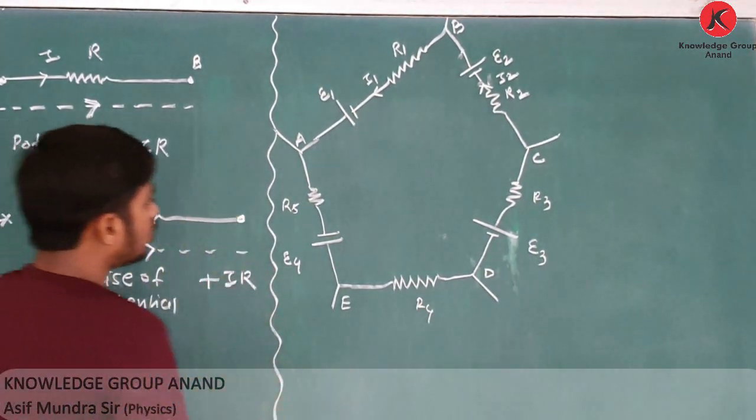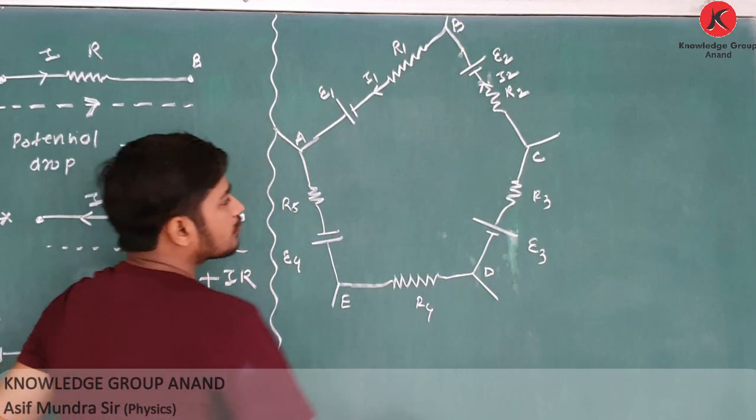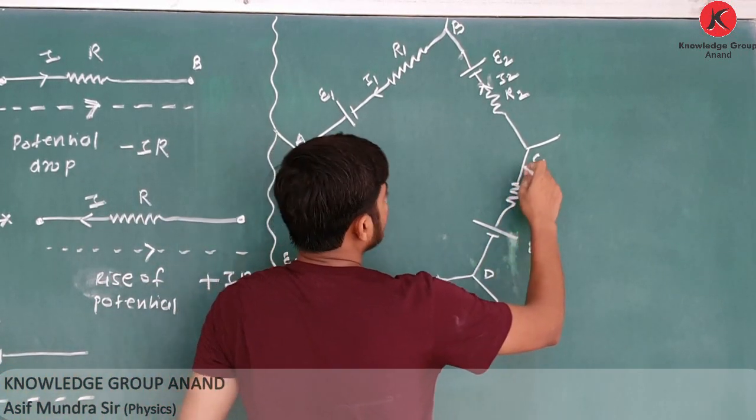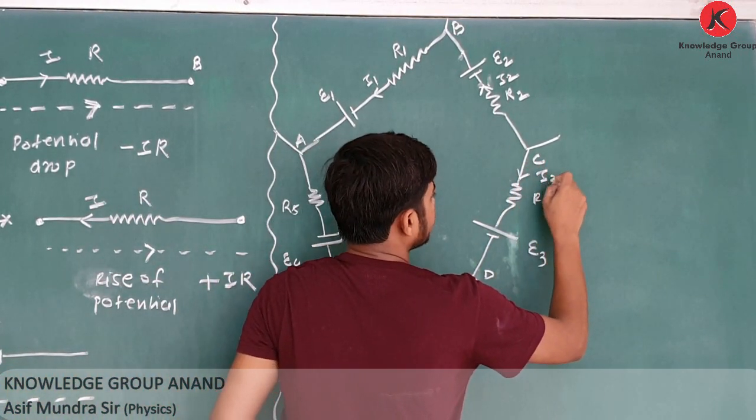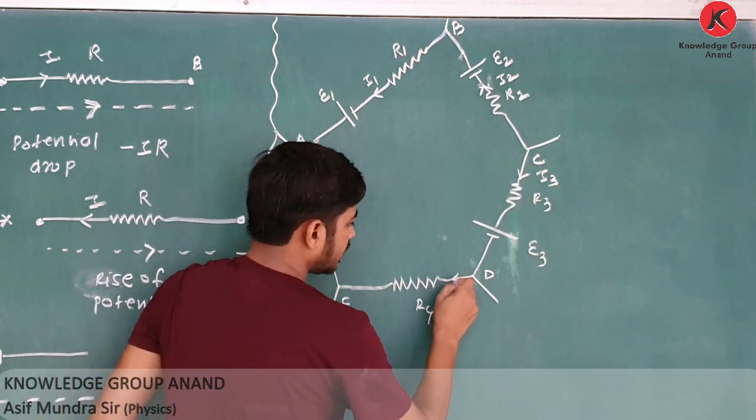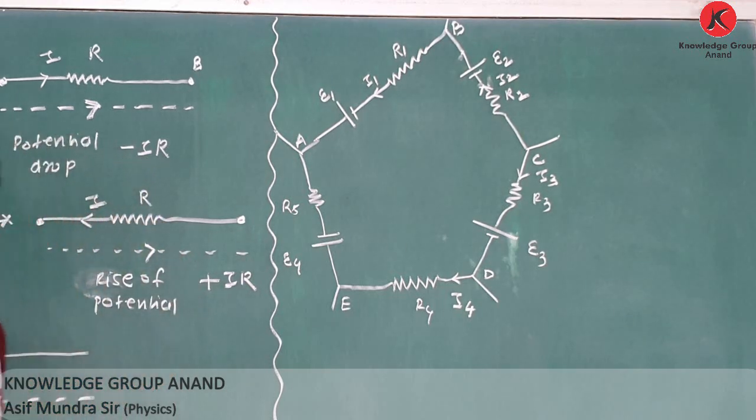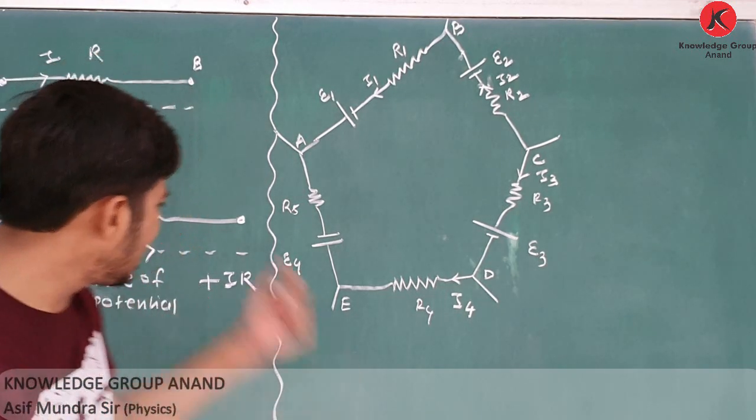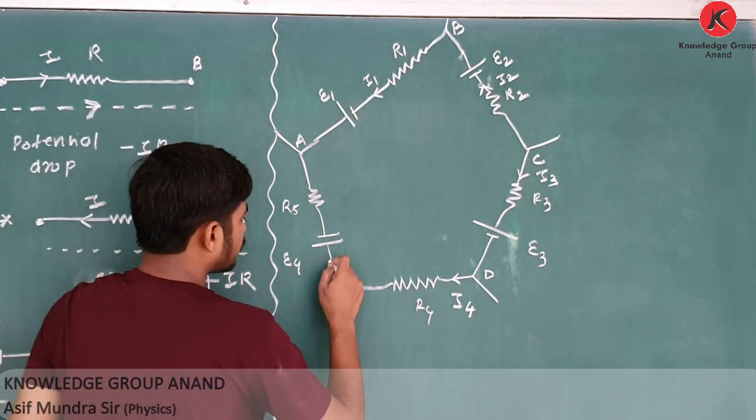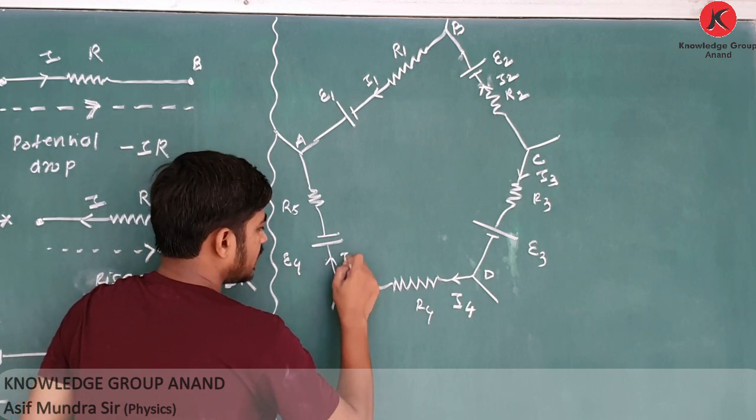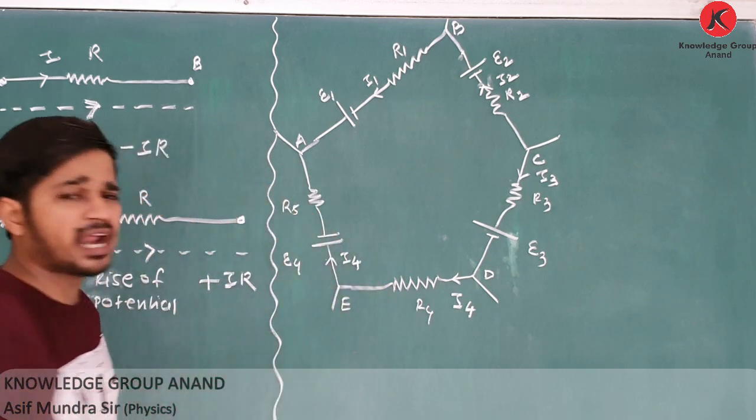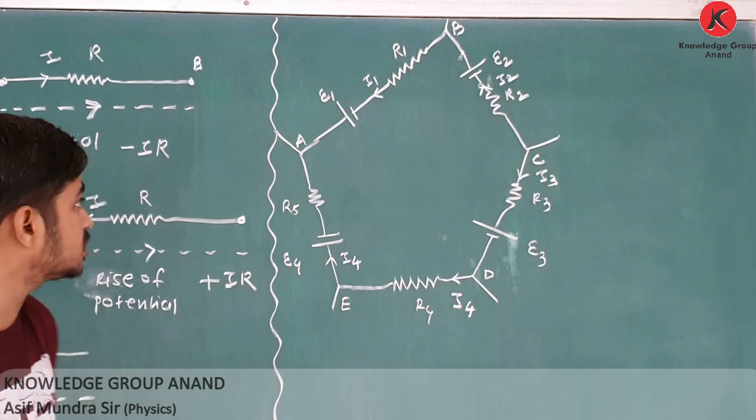Now, see, here it is R3. The current flowing from this is in this direction. It is I3. Okay, here in this direction it is I4. Clear about random directions. No selected direction, random direction. The current flowing from it is in this direction. It is I4. Random directions.